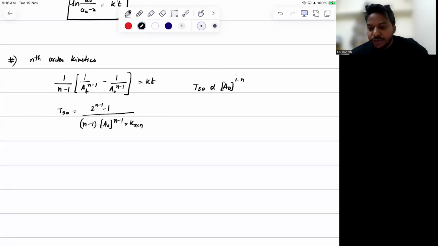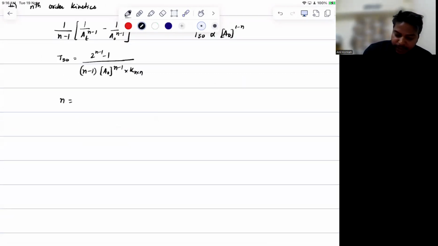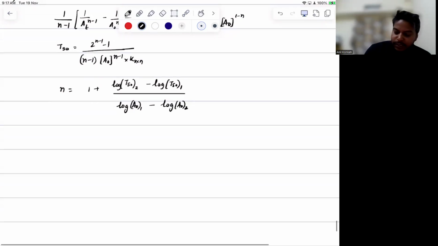Okay. This can also be used for calculating the order of the reaction. So if T50 and A naught values are given, we can actually calculate what is the order of the reaction. And in fact, that n can be derived as a formula like this, as 1 plus log of T50 of 2 minus log of T50 of 1, as in different concentrations, divided by log of A naught of 1 minus log of A naught of 2. Okay. So this will give us the order of the reaction.